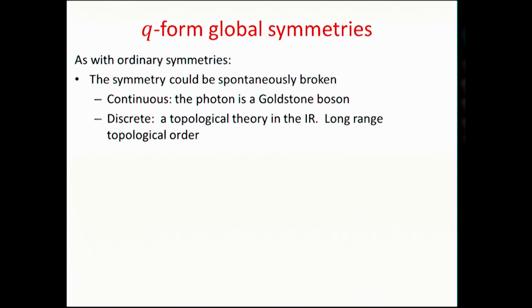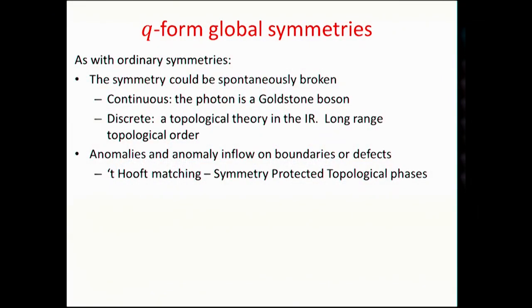So I would like to argue that a lot of these global symmetries can be identified in the UV. This is a symmetry of the theory. At long distance, they are spontaneously broken. And in this case, we get a non-trivial topological field theory in the infrared with observable consequences. We can also use anomalies.